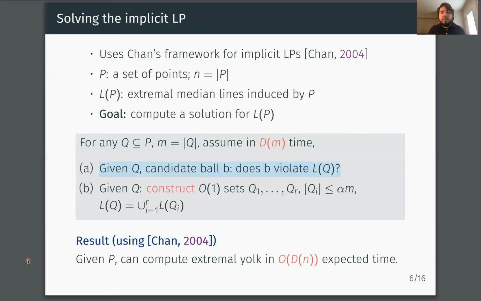So let's focus on part A. Given Q and a candidate ball B, does B violate any lines in LQ?